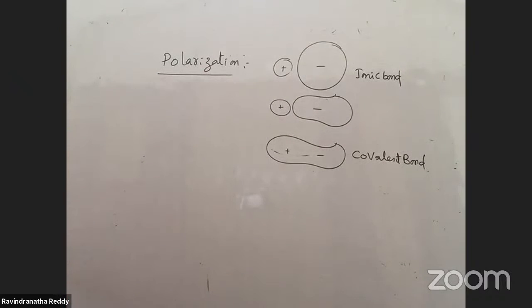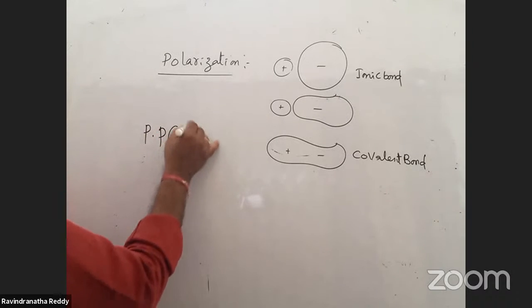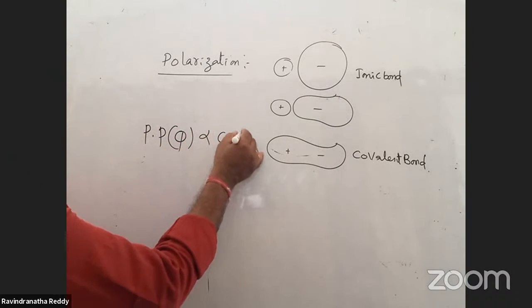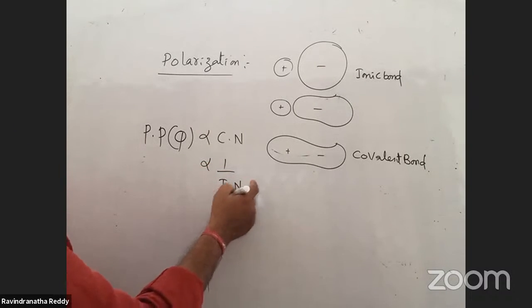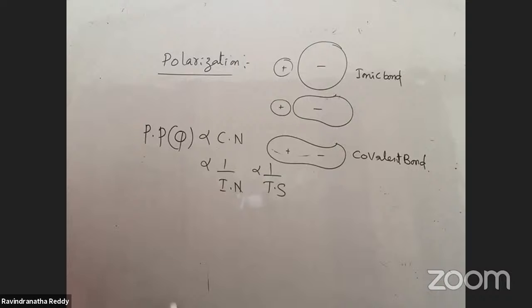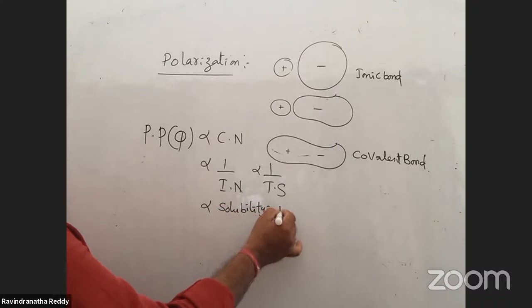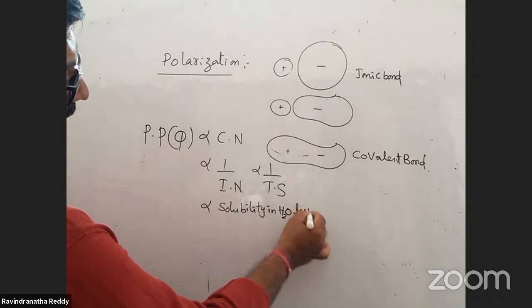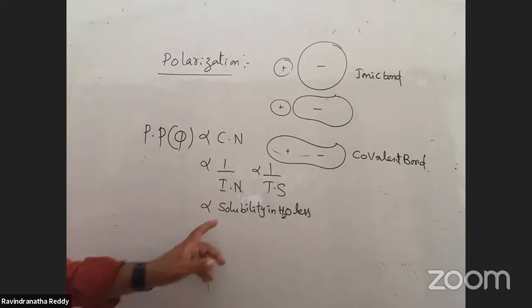So polarization is more, expressed in terms of polarizing power. Polarizing power is directly proportional to covalent nature and inversely proportional to ionic nature. Ionic nature is directly proportional to thermal stability. Covalent nature means solubility in water is less. Solubility of covalent compounds is more in nonpolar solvents, but in water it is less.